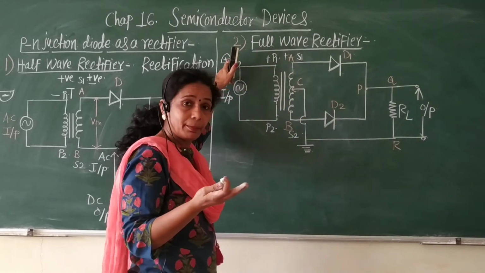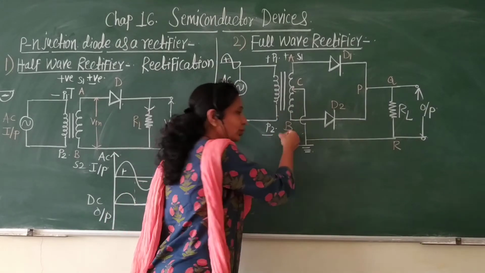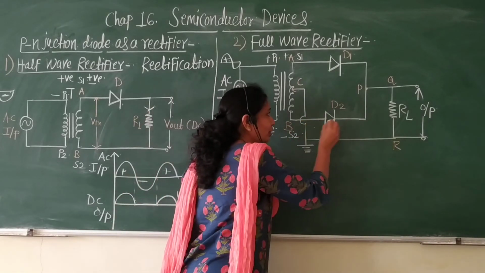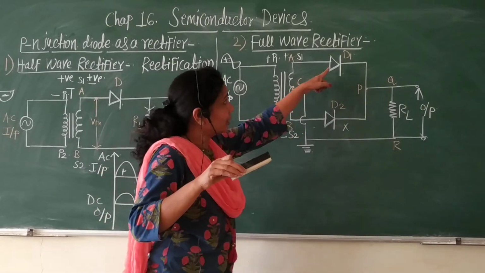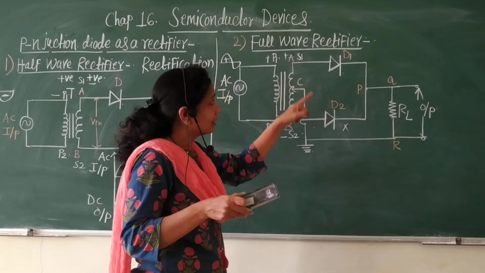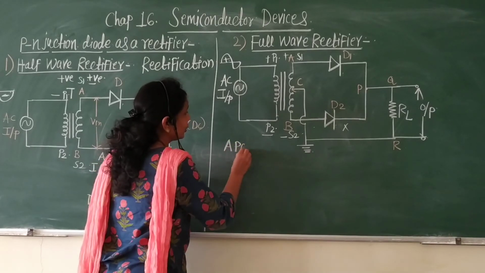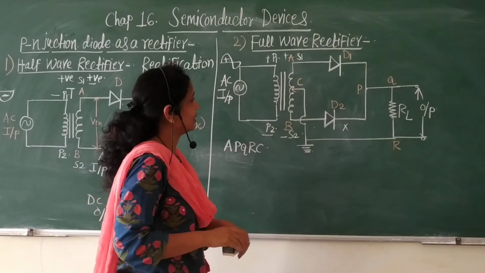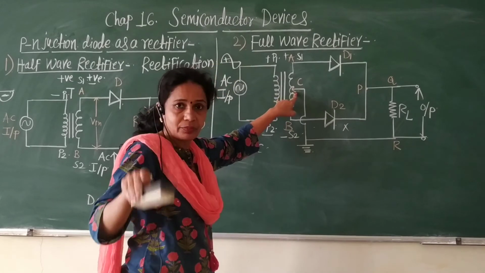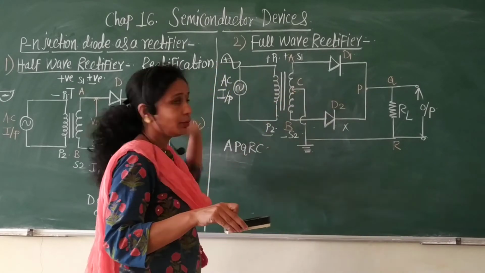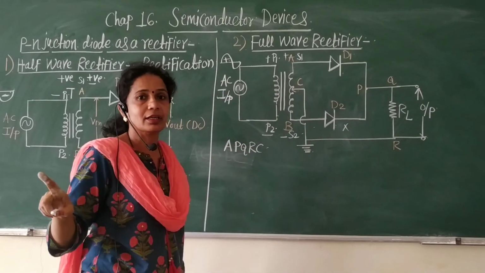Therefore, diode D1 is forward biased. During the same half cycle, this P2 is at negative potential. Therefore, S2 is at negative potential. Therefore, diode D2 is reverse biased. But diode D1 is forward biased and the current flows through the diode from A, P, Q, R, C. See this, A, P, Q, R and C in this way. Okay, during the positive half cycle, that means D1 is forward biased, D2 is reverse biased.